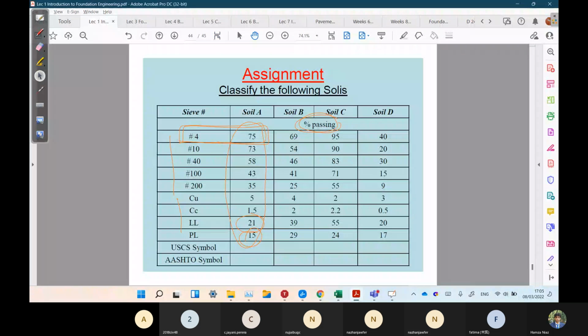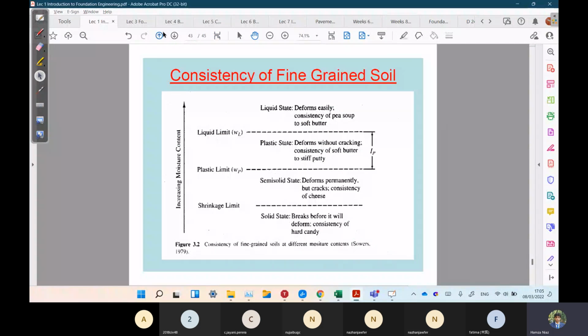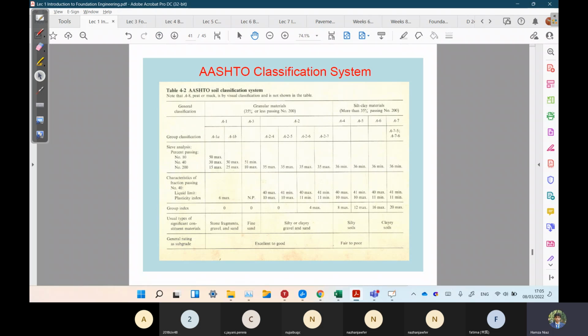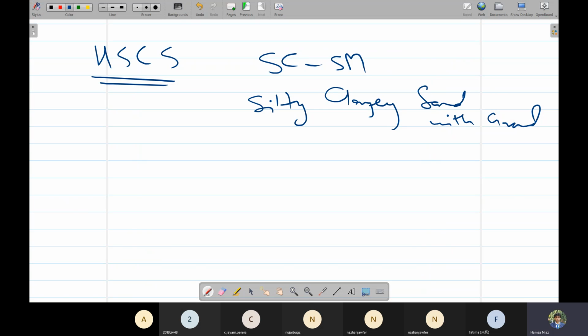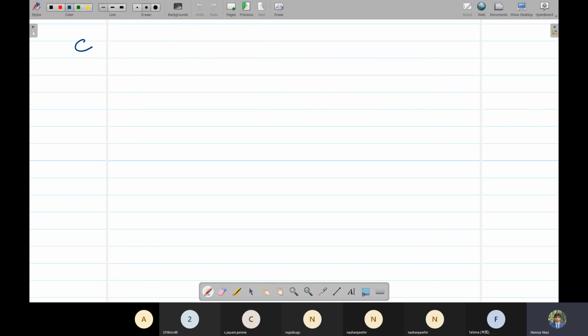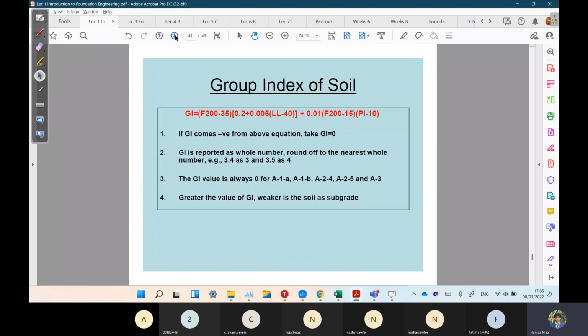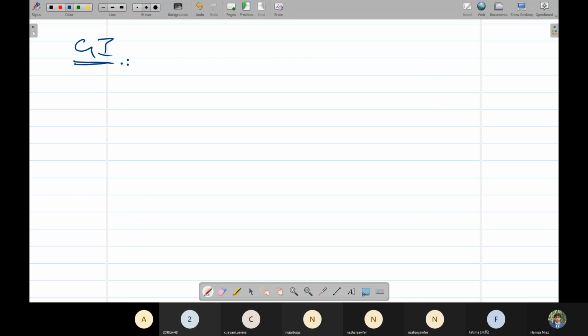No problem. All right. So the second one is H2. So this is H2 one. For H2, first we have to find the group index of our soil. So the group index formula is this one. We can write it like this: group index is equal to 0.2a plus 0.005 AC plus 0.01 PD. You have to memorize this.